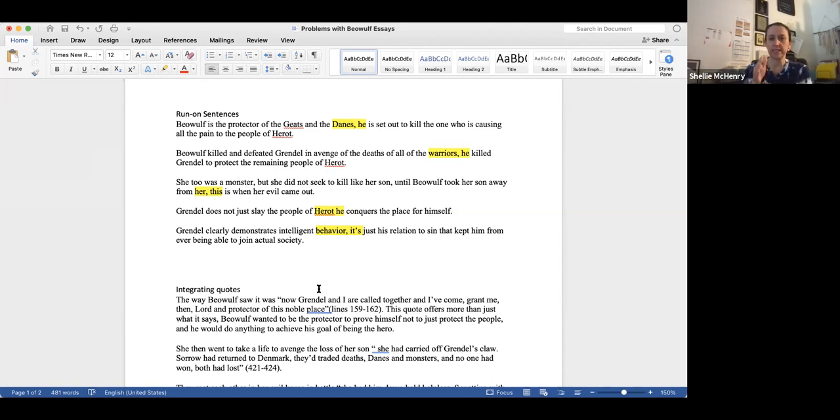So I think many of these are the same thing happening with a comma splice. Beowulf is a protector of the Geats and the Danes. He is sent out to kill the one who is causing all the pain to the people of Heorot. So I have a complete sentence, comma, a complete sentence. It makes it a run-on sentence, specifically a comma splice. So we have a couple of things we could do here. Most simply, make that a period. We've got two sentences, we're done.